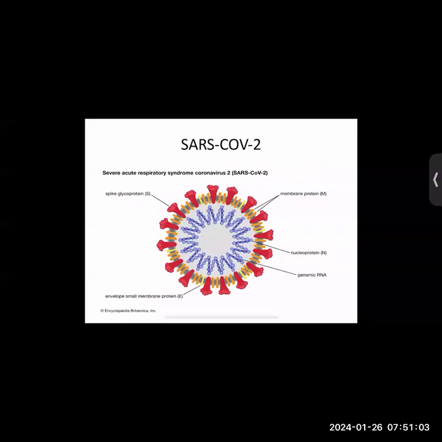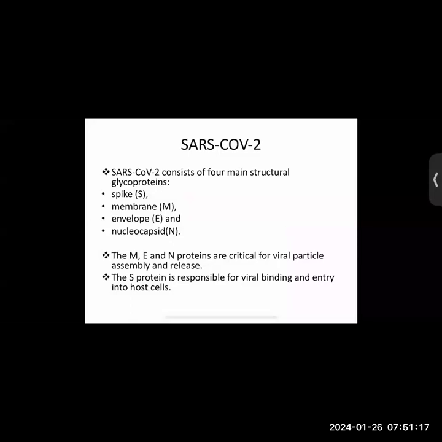Okay, this is just the picture showing the virology with some glycoproteins. We have the S protein, which is a spike, the membrane protein, the nucleocapsid, and then the envelope protein. These proteins are actually needed for the attachment to the ACE receptor, as well as the inoculation of the virus into the host cells.